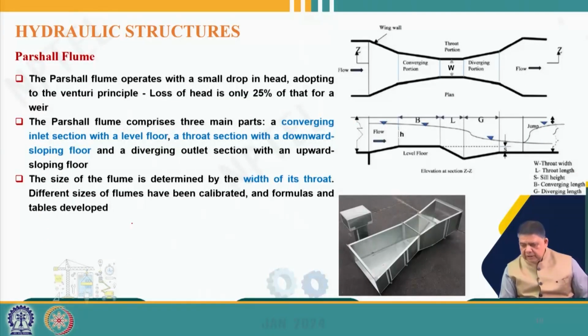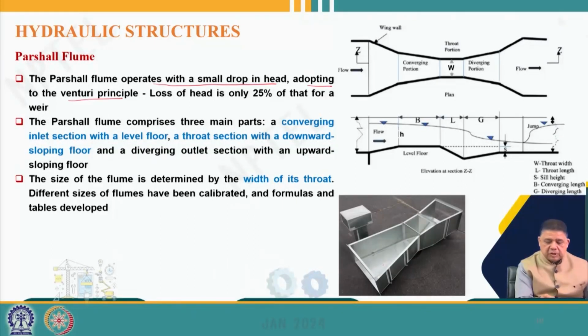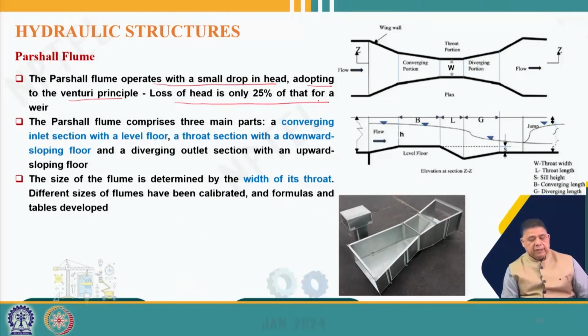Now, let us talk about the Parshall flume. The Parshall flume operates with a small drop in head, adopting the Venturi principle. That means we will see that there is a narrowing of path, a converging section and a diverging section, and because of that Venturi principle works here, and the loss of head is only 25% that of a weir.